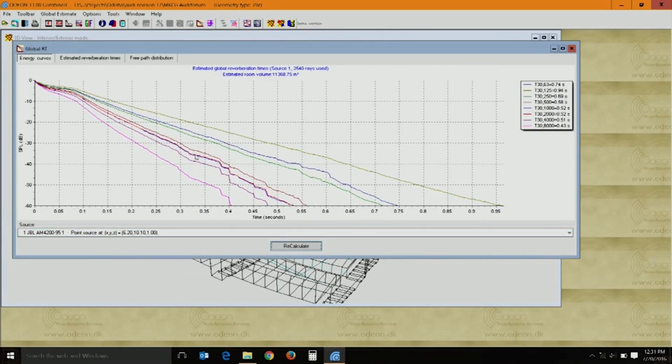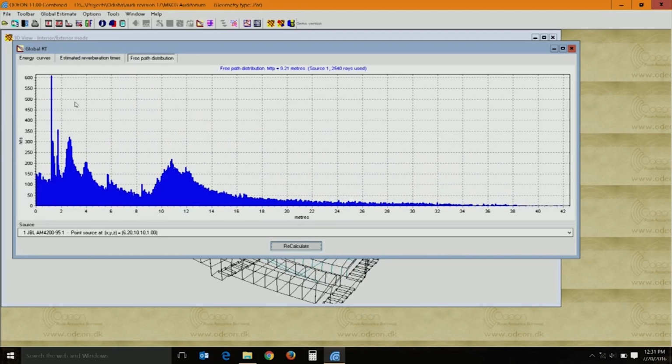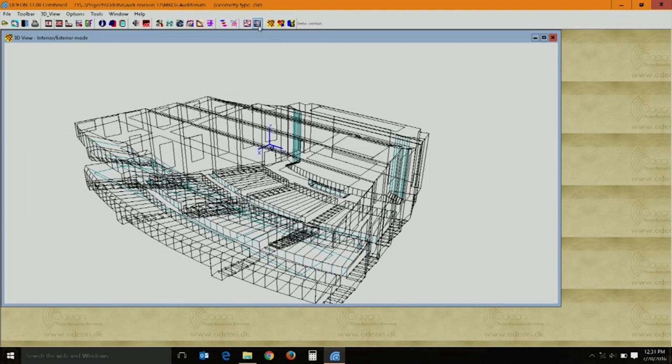Depending on frequency, the material's absorption considerably varies. Then we can start estimating the reverberation time, that is the first thing. You can estimate T60 or RT60 at different frequencies. With respect to sources and receivers, you get a fair estimate of your RT30 and RT20, and it also tells you how the path distribution is in terms of meters and hits, how many hits the sound source is making.